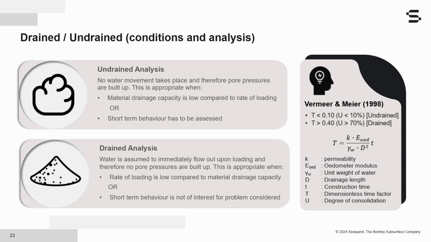On the other hand, if the rate of loading is sufficiently slow relative to the soil permeability, such that no significant excess pore pressures are generated, then a drained analysis is appropriate. And for most practical cases, as we said, this includes construction activities in granular soils, such as sands or gravels. So again, Vermeer and Meyer also propose that we can consider drained assumptions when we have a degree of consolidation higher than 70% or a time factor higher than 0.4.